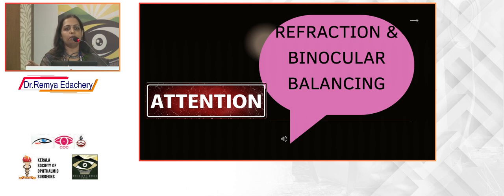Just think of a child who is not wearing glasses, a myopic child. What happens? The accommodation is not coming. So convergence insufficiency happens. It leads to intermittent divergent squint. Another child, a moderate hyperopic child, is accommodating more. So that leads to convergent squint. So all these anomalies can happen if the child is not corrected properly.